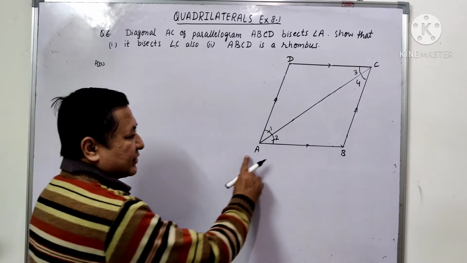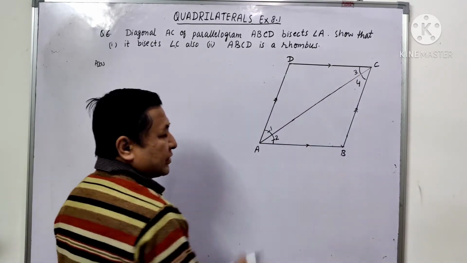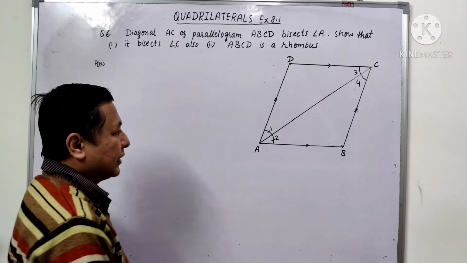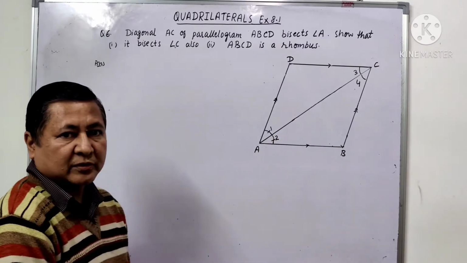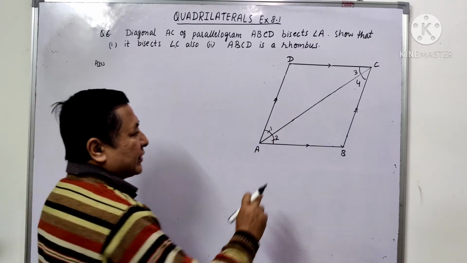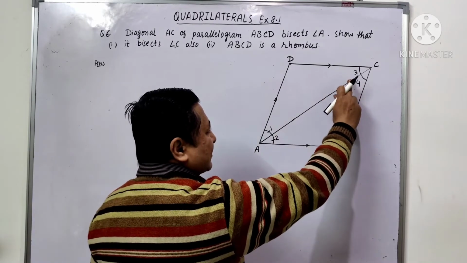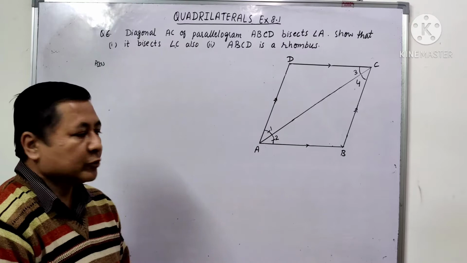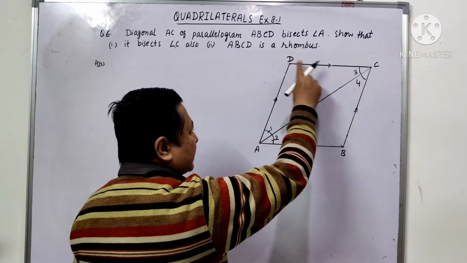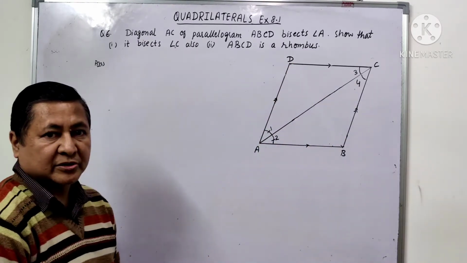Now in the question it is given that ABCD is a parallelogram and this diagonal AC bisects angle A, that is angle 1 and angle 2 are equal, and we have to prove that it also bisects angle C. That means we have to prove that angle 3 and angle 4 are equal, and also we have to prove that ABCD is a rhombus.